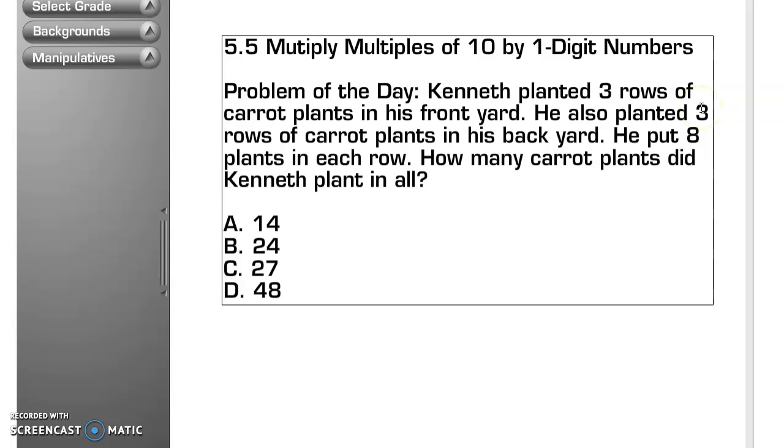And then we're going to multiply them by 8 because it's in each row, so there's groups. So 6 times 8 is 48. So that would be letter D.